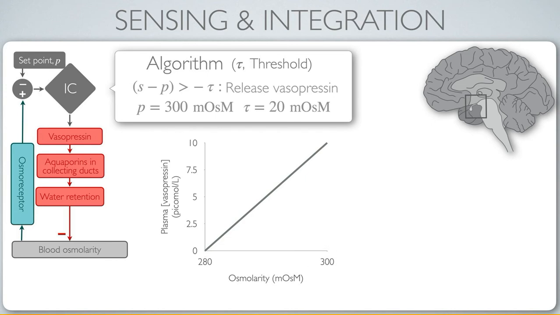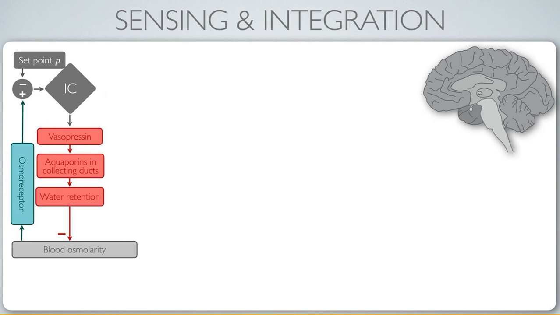Now, another efferent action that is stimulated by the hypothalamus is thirst. So as your blood osmolarity rises to a high level, you get thirsty.